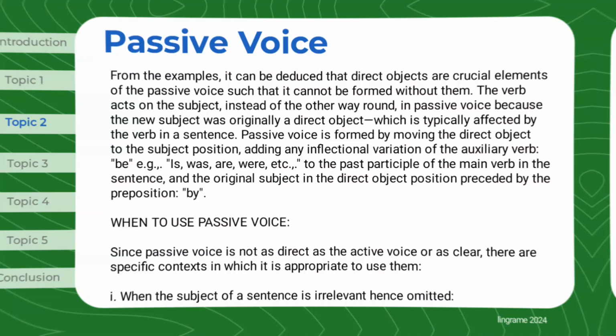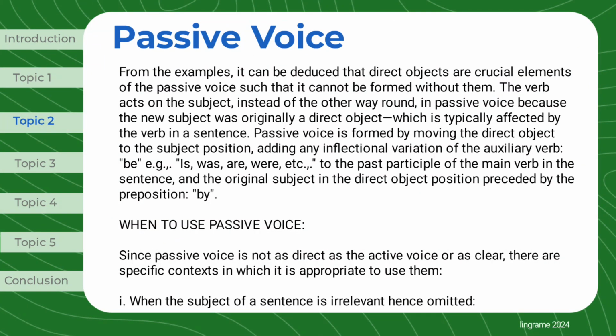From the examples, it can be deduced that direct objects are crucial elements of the passive voice such that it cannot be formed without them. The verb acts on the subject, instead of the other way around, in passive voice because the new subject was originally a direct object, which is typically affected by the verb in a sentence.